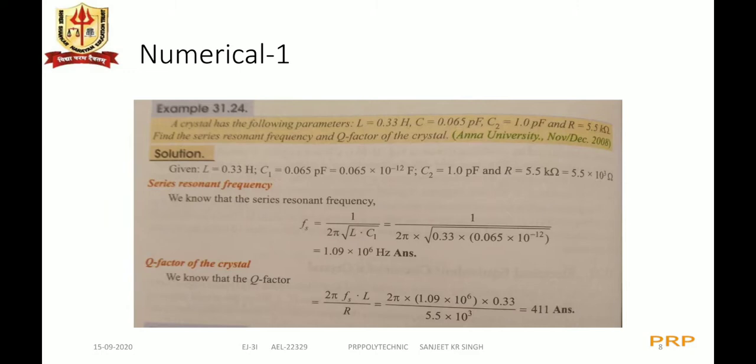whereas the quality factor of the crystal is calculated as 2 pi Fs L by R. So by substituting the value of Fs just calculated above, 1.09 megahertz, the L value as 0.33 and the R value as 5.5 kilo ohm, we get 411 as the quality factor.